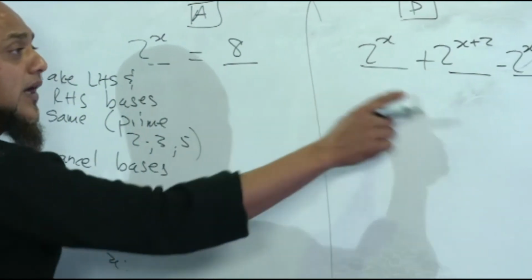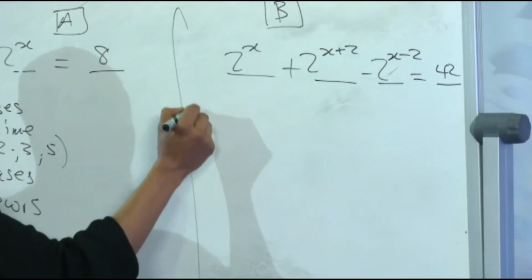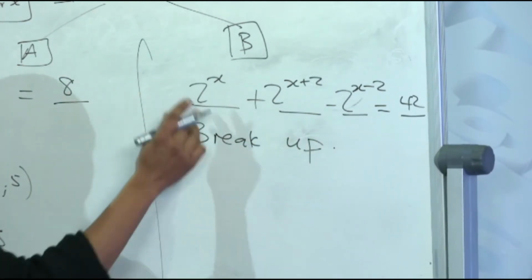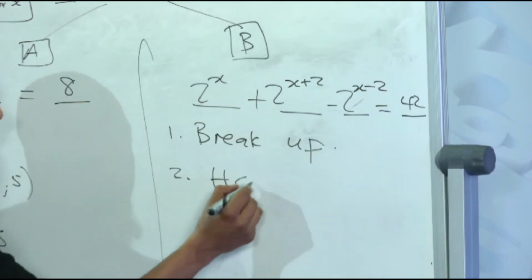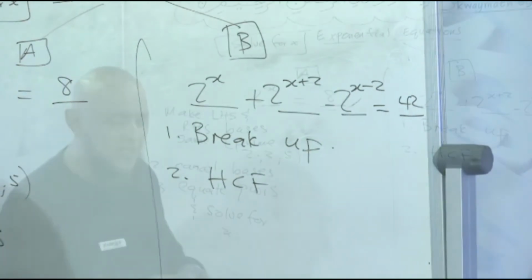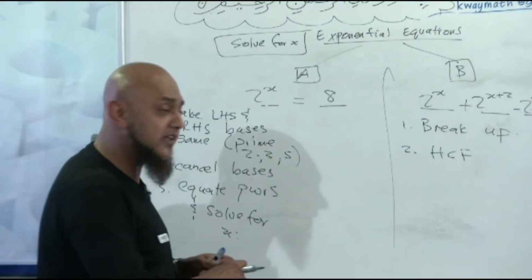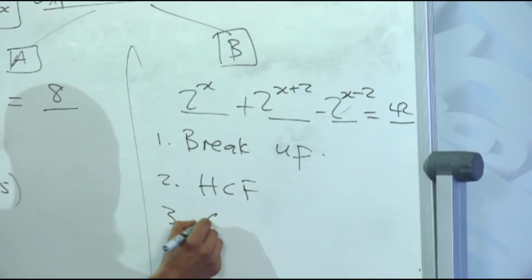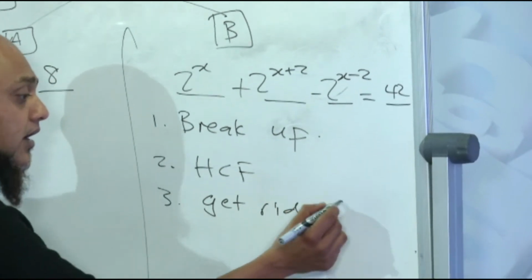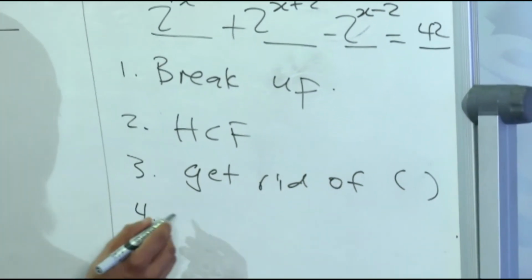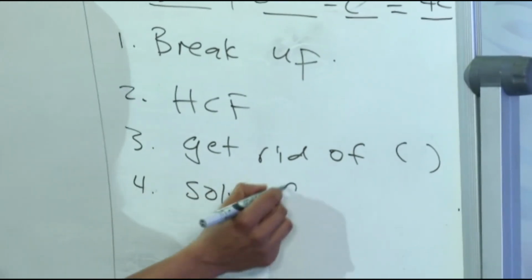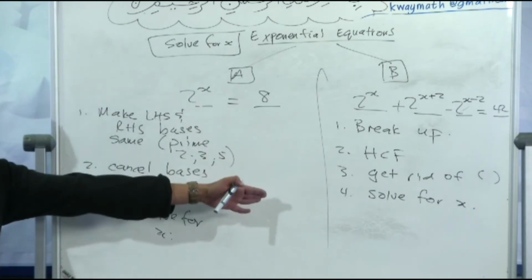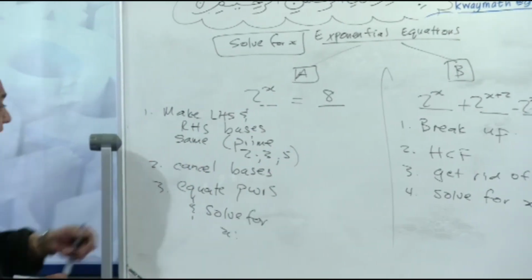Okay, what are your rules for system B? System B, you break it up or break it down. Let's call it break up. Right? You break them all up. Number two, you take out the highest common factor. Now grade 11s and 12s, I think by now you should know what the highest common factor is. Right. Number three, after you take out the highest common factor, you get rid of the brackets. And step number four, you solve for x. So there we go. 3 rules here, 4 rules on the other side.